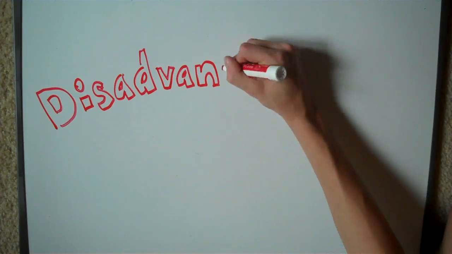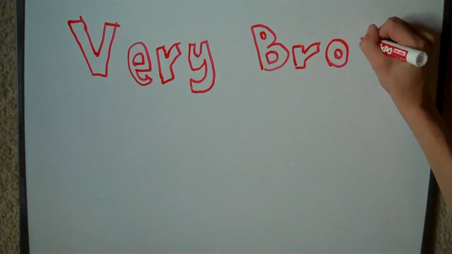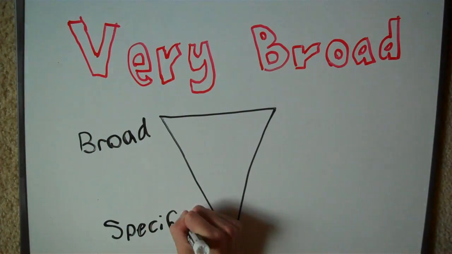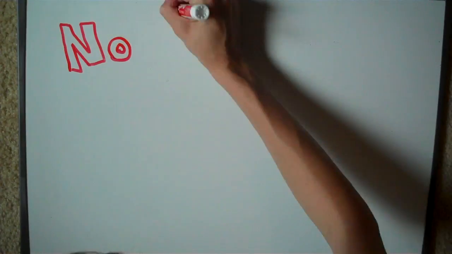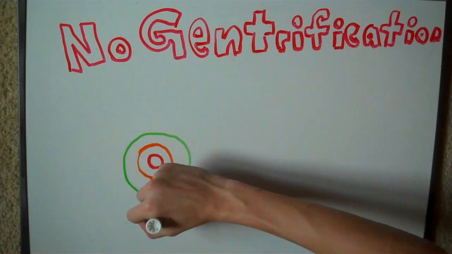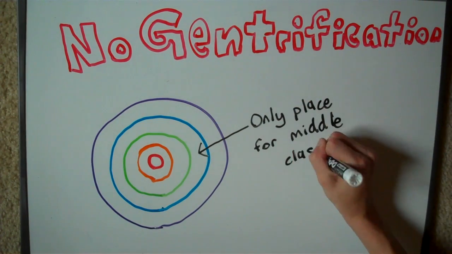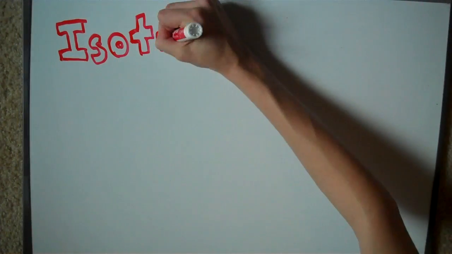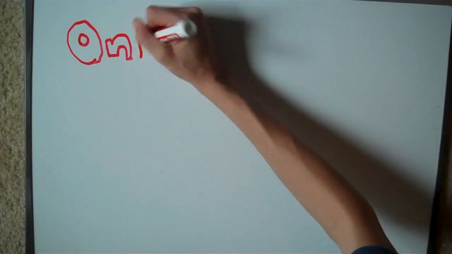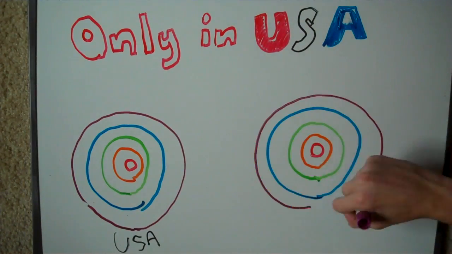Now for some disadvantages. This model is very broad, so many examples fit into this one model. The more broad the model, the more examples work with it. Gentrification is not accounted for anywhere in this model. The middle class only have their 4th ring to live in, and they are not allowed to invade, according to this model. Isotropic land is a must for this model, but this is a problem because no cities have isotropic land. This model only works for US cities because in most other cities around the world, the poor live farthest from the CBD.